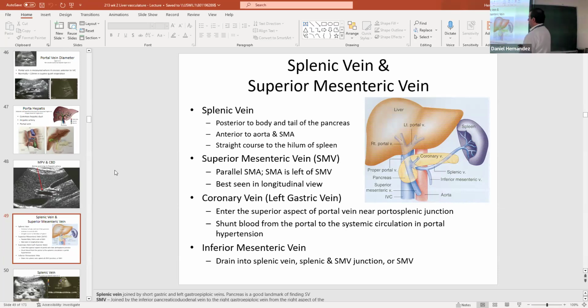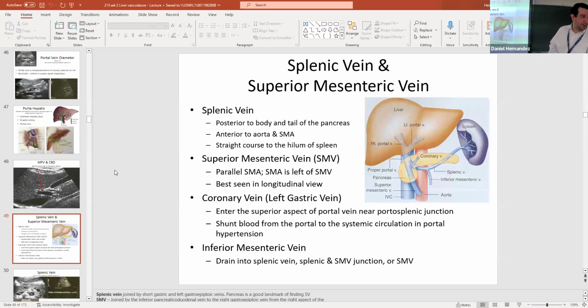So in terms of the vessels that drain into the main portal vein, we have the splenic vein. It's posterior to the body and tail of the pancreas. It lies anterior to the aorta and the superior mesenteric artery, and it courses from the hilum of the spleen.